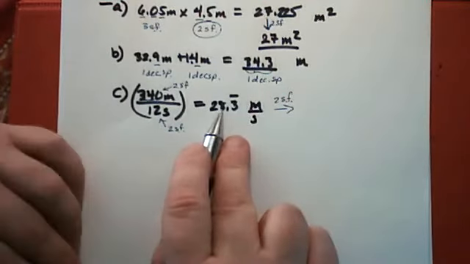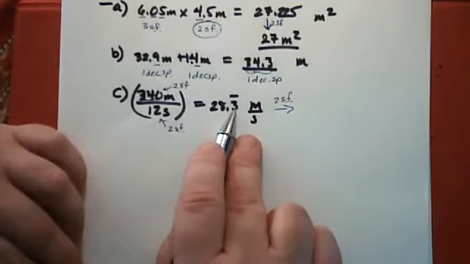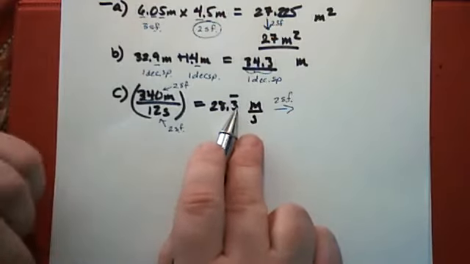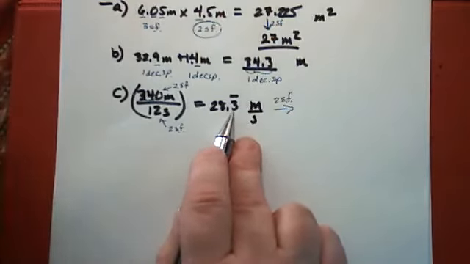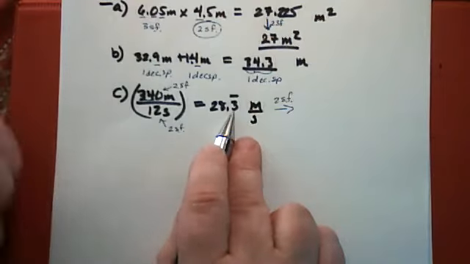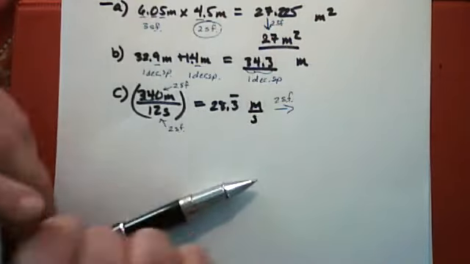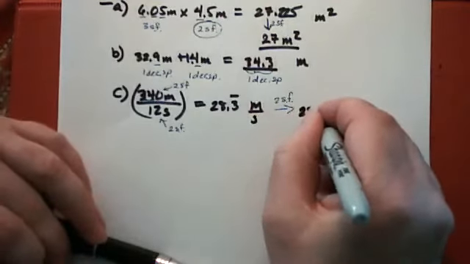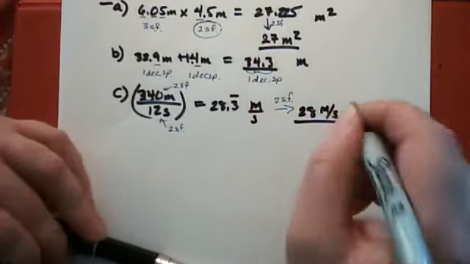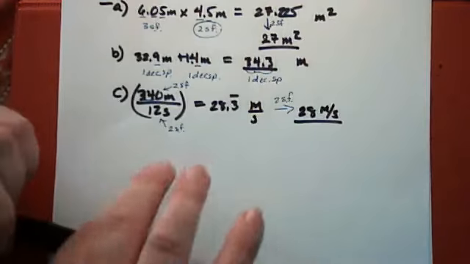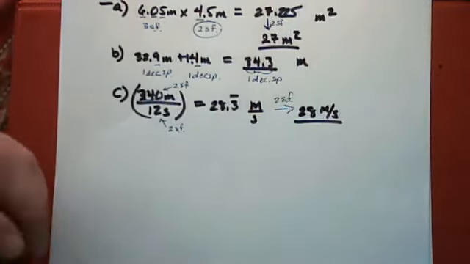That means that the 28 can stay, but everything after that has to go. Again, the first number you're dropping is a 3. That's less than 5, so you don't have to make any changes to the numbers that remain. So 28 meters per second would be the answer to the correct number of significant figures.